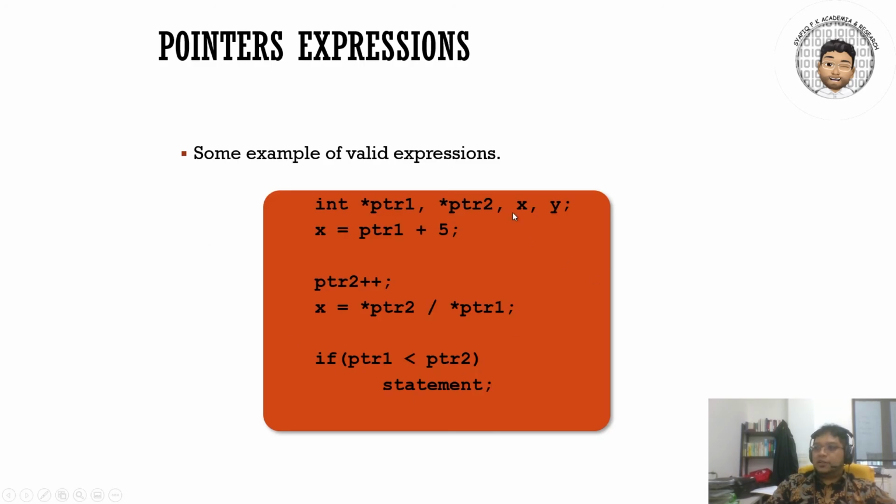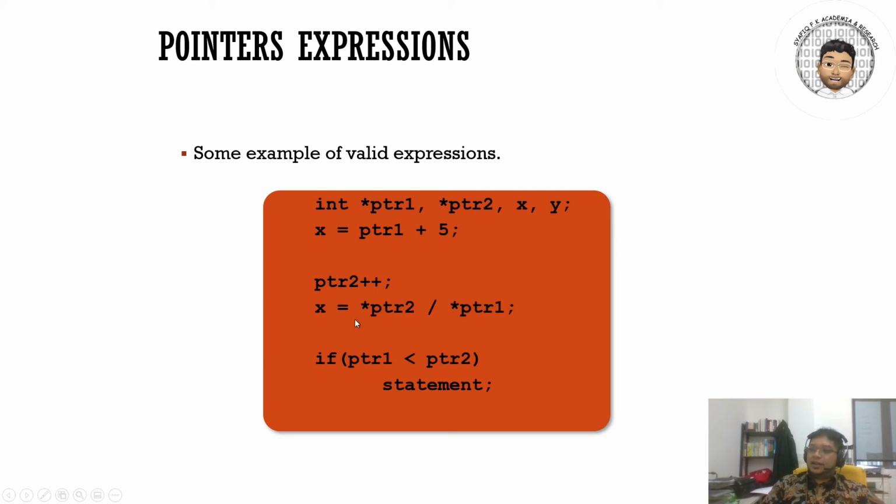Some of the valid expressions here, as you can see, are x equal &p1 plus 5. What is &p1? It is the address of p1, not the value contained in p1. So this is a valid expression. Pointer2++ means the address stored in pointer2 is incremented, so you have an addition to the address.